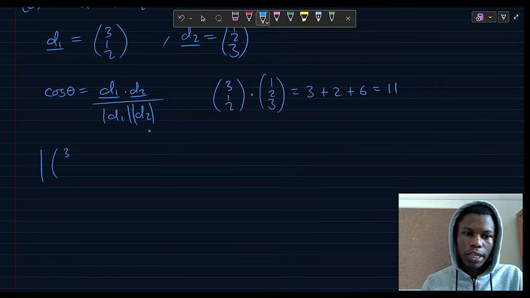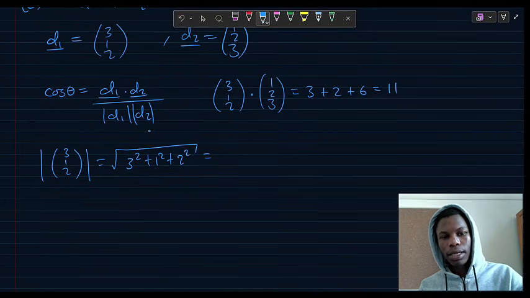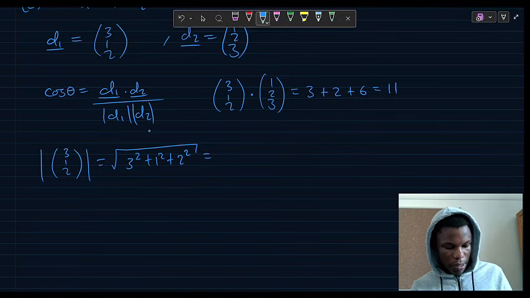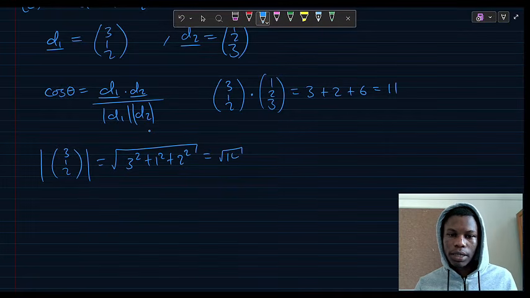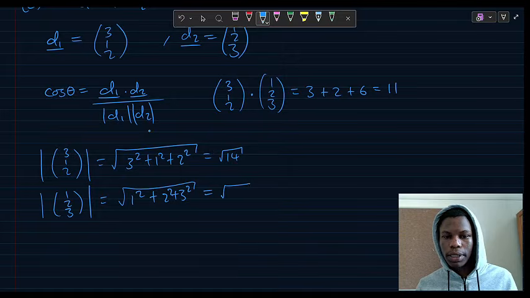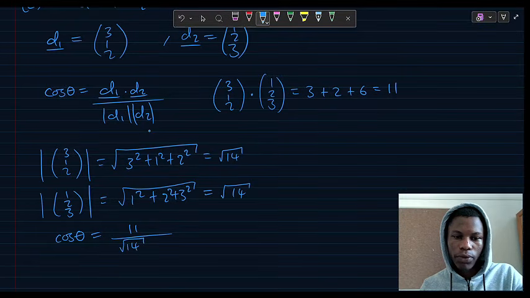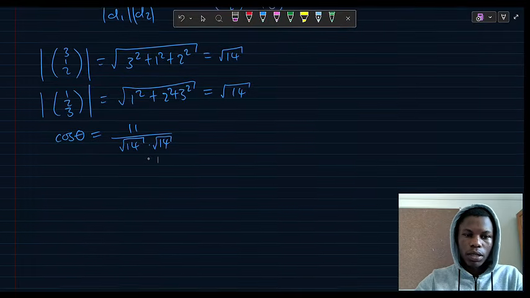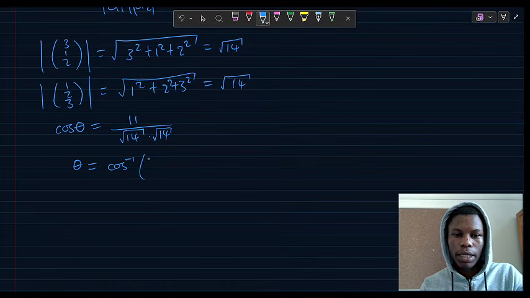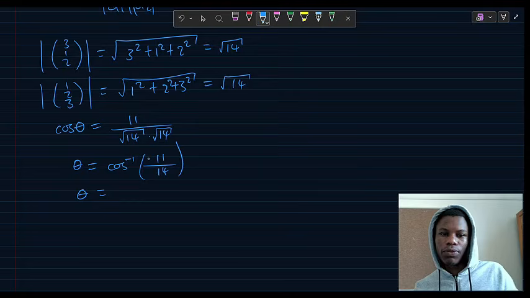And now find the modulus of 3, 1, 2, which is the square root of 3 squared plus 1 squared plus 2 squared, which is root 14. And now the modulus of 1, 2, 3, which should be the same. The square root of 1 squared plus 2 squared plus 3 squared, which is root 14. And so now if we substitute into our formula, cos theta is equal to the dot product, which is 11, divided by the product of their moduli, so root 14 times root 14. Root 14 times root 14 is just 14. So theta is arc cos of 11 over 14.